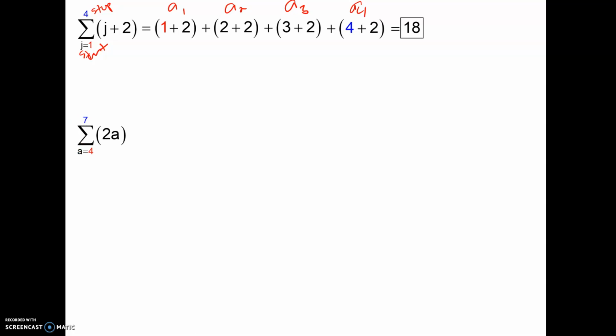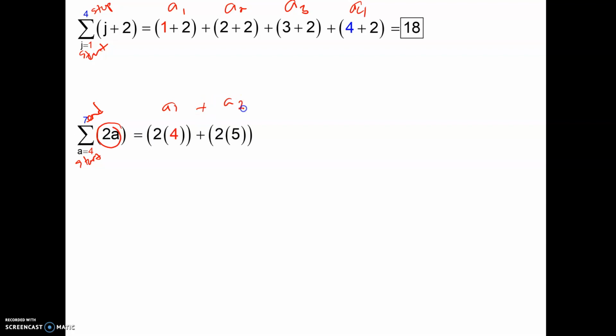Is there a way to do this in the calculator? Absolutely. But let's do it by hand first, because what if there's a variable? So here, we're going to start at 4, and then we're going to end at 7. And this is the formula that we're going to plug into, 2 times a. So first I'm going to plug in 4 for a, and that's a sub 1, which is 8. And I'm going to add that to, well, what comes after 4, I have to plug in 5.